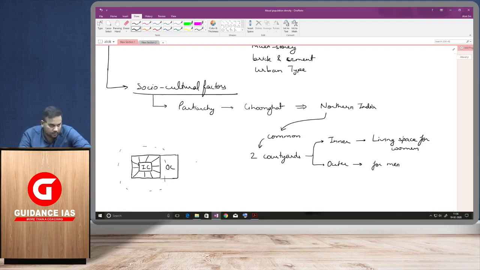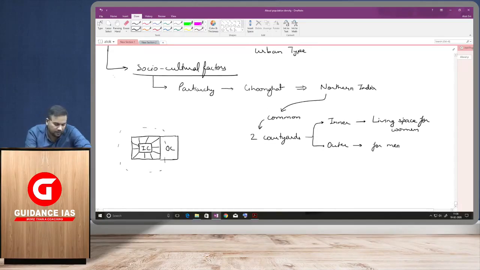Even in poor, not very rich people, you can find that there would be small inner courtyard which would be present. Okay? So that is again result of what? The socio-economic factors. They are responsible for making of the houses like this.